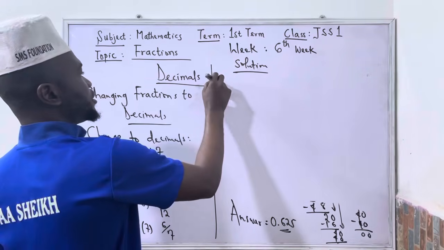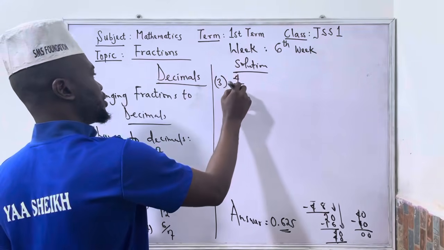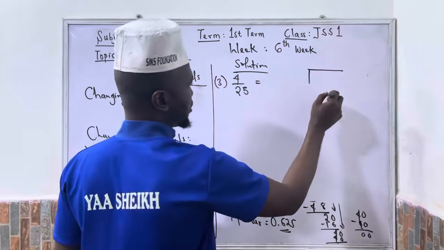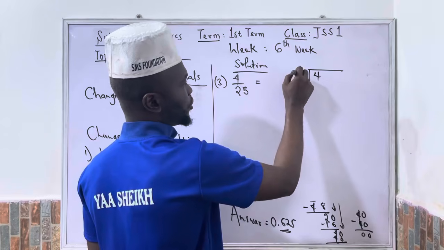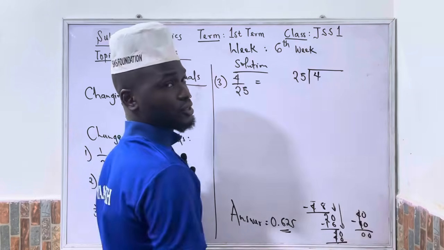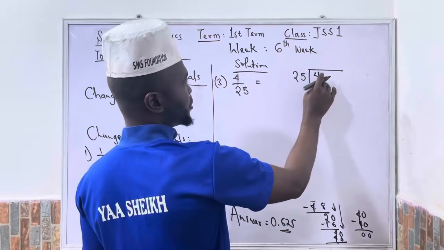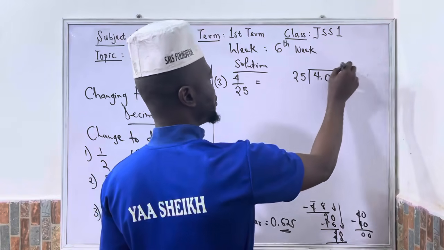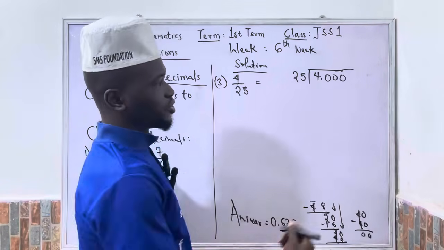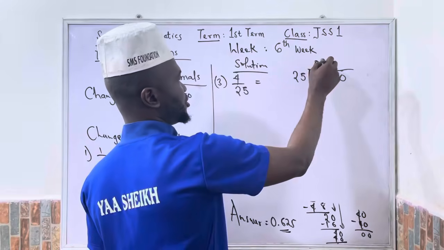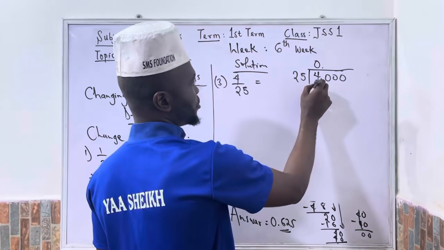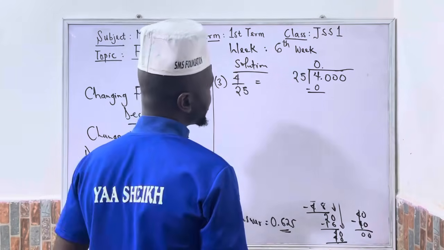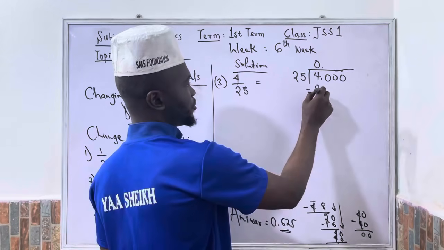So number 3 says 4/25. So the same thing, I'm going to draw my division box. So I'll have 4, I'll have 25 here. So this can be written as 4.000, any amount of 0. So 25 in 4, that's clearly impossible. You put 0 point, and 25 times 0, that will give you 0. Now subtract. 4 minus 0, that will give you 4.